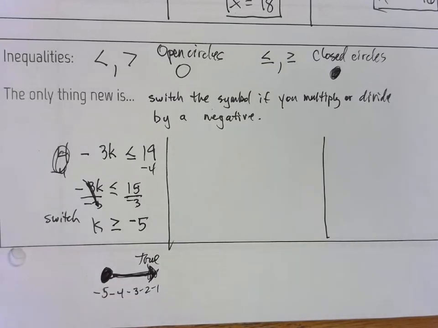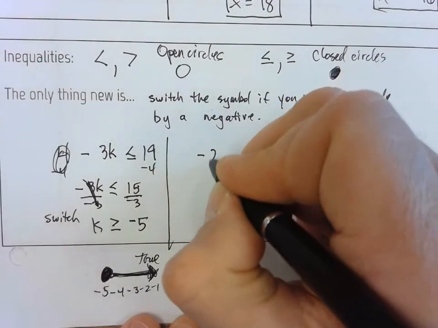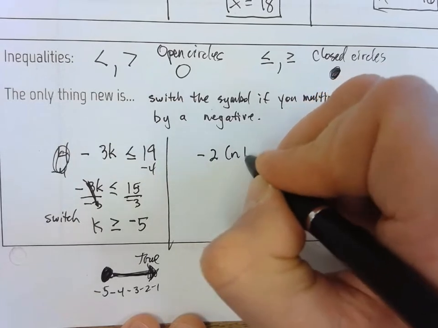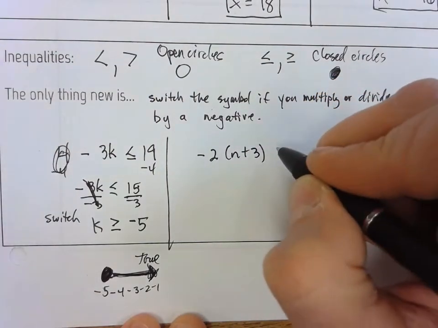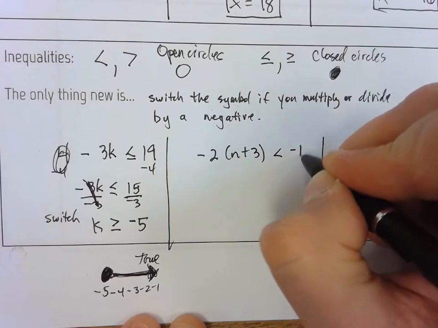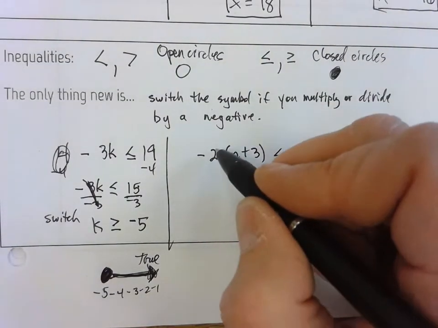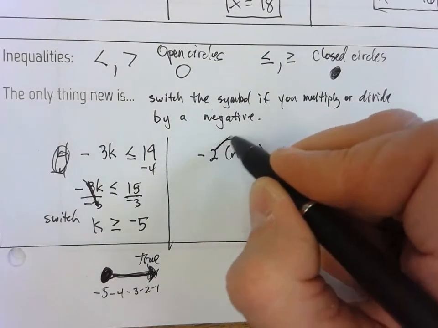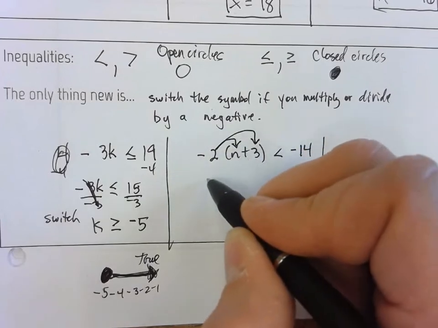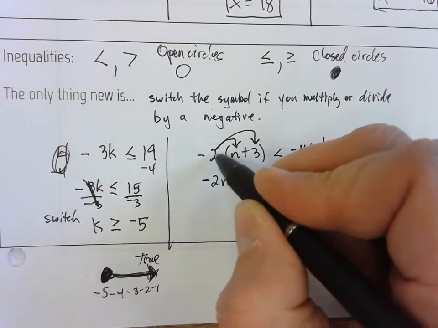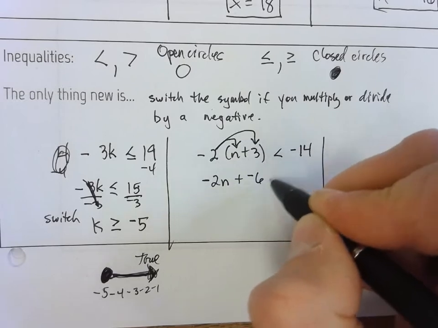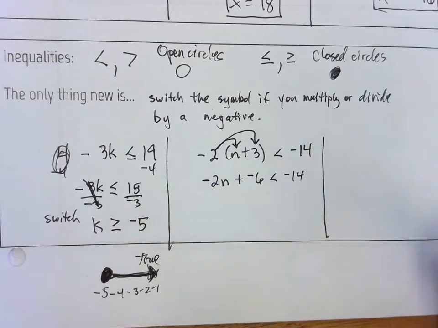All right, let's try one more. Let's say on this one we've got to do some distributive property. Kind of putting all this stuff together, aren't we? All right, so now I've got to do negative 2 times n and negative 2 times 3. So negative 2 times n is negative 2n. Negative 2 times 3 is negative 6. And that's less than negative 14.